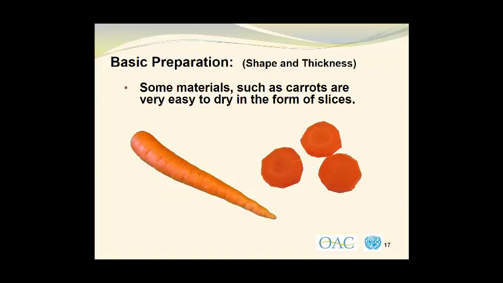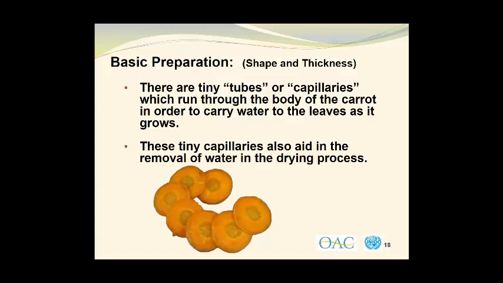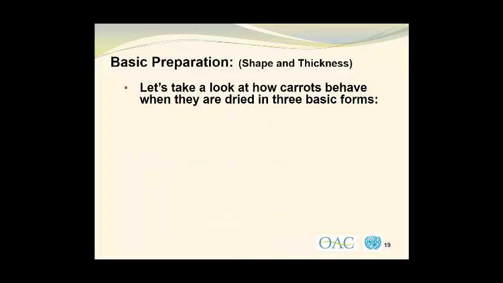Some materials, such as carrots, are very easy to dry in the form of slices, and they slice quite easily as well. There are tiny tubes or capillaries which run through the body of the carrot in order to carry water to the leaves as it grows. These tiny capillaries also aid in the removal of water in the drying process, and if you take a quick look at a carrot slice, you may see the tiny capillaries which look like small holes or tiny pores in the surface of the carrot slices.